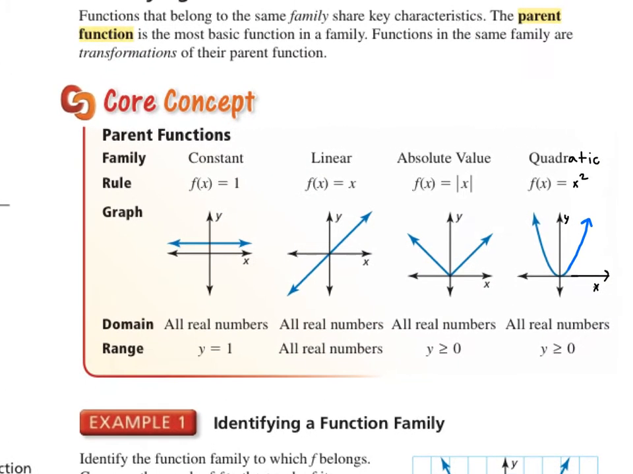So here we have a constant, and a constant function is not going to have an x in it. A constant is just going to be some number. We know that f of x is the same thing as saying y. So our constant would just be y is equal to some number, or f of x is equal to some number. A linear function is going to have an x in it.